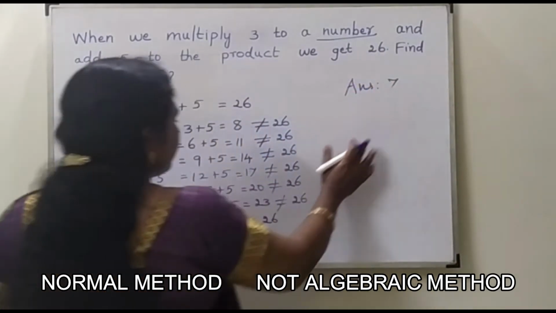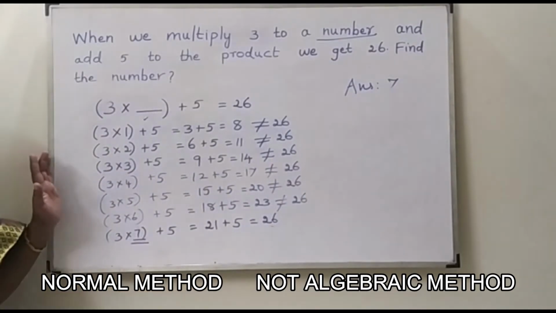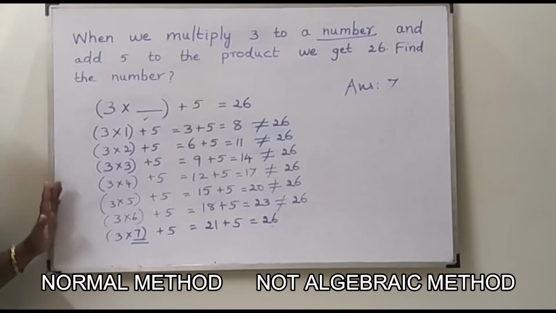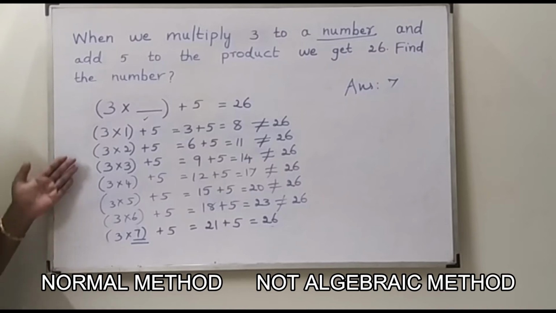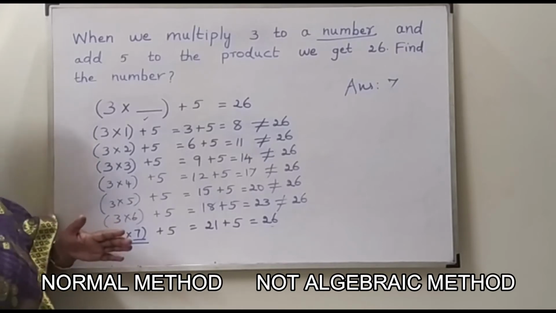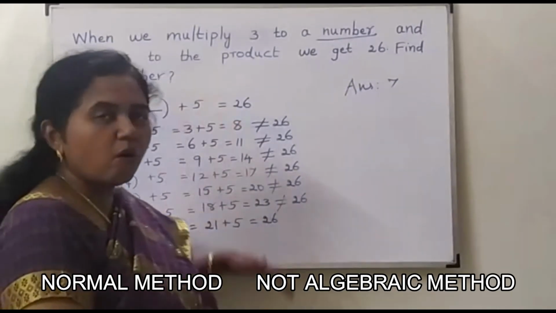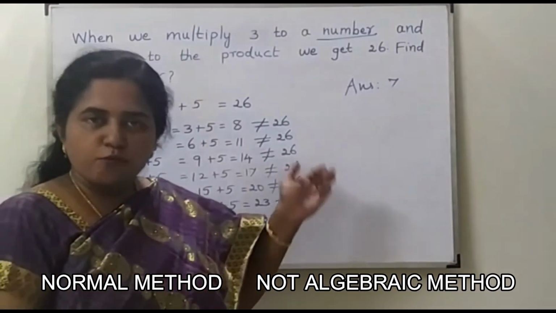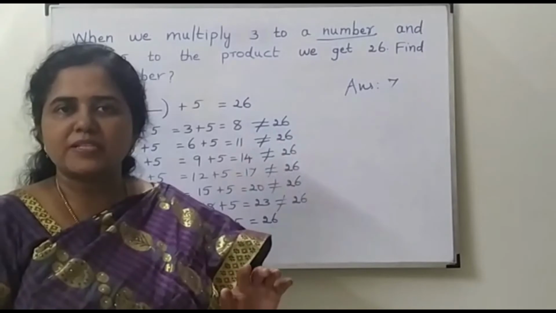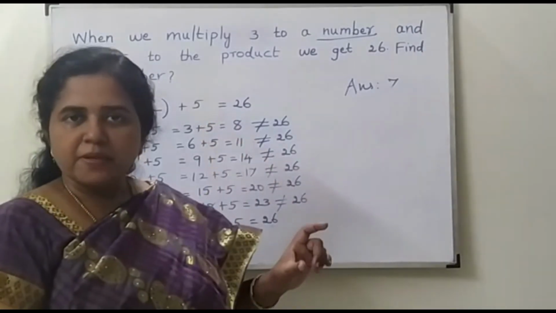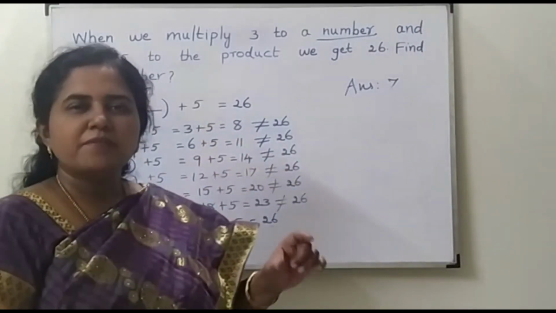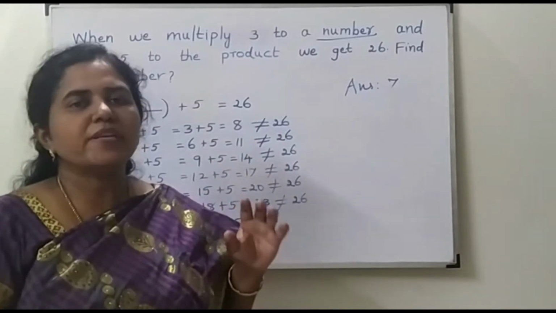So this is the normal method that we used to do. Considering this method, it is a long process. It is time consuming and there may be some confusions. There may be some errors while doing all these steps. So in order to avoid all these problems, we can go for algebra. When we use algebra, we can save time and also we can solve the problem within a small number of steps. We can do it easily.